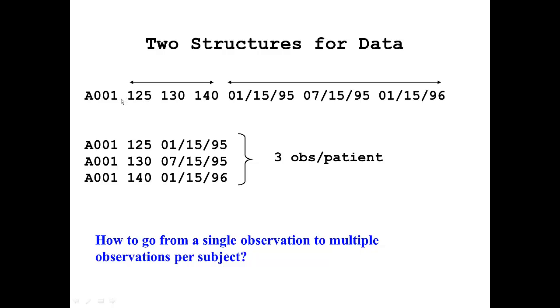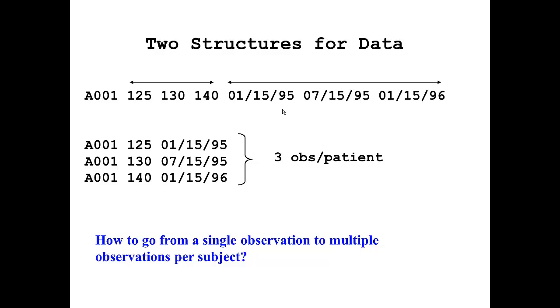So here we are recording for patient A001 the patient's weight at 3 different time points. So we have their weight 125, and that would go along with the date 1/15/95. And then there was a second weight, 130, that was recorded on July 15th, 1995, and a third weight, 140, recorded on July 15th, 1996. So the 3 weights that were recorded on 3 different dates are all in a single observation.